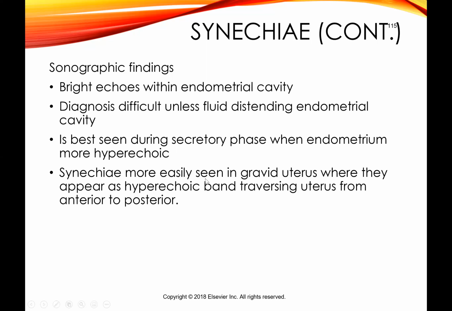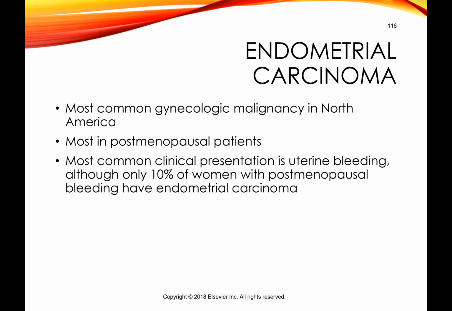The synechia is more easily seen in a gravid uterus, which is a pregnant uterus, where they appear as a hyperechoic band traversing the uterus anterior to posterior. When I do a 19 to 20 week OB and I see one of these, I always like to mention it, although most of the time the outcome is good.